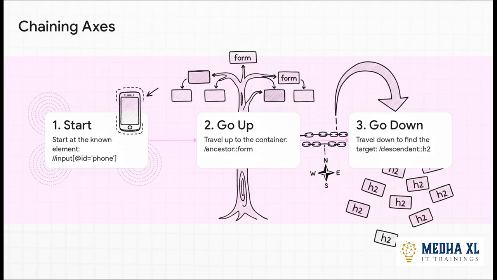Finally, from that form, we travel all the way down to find a descendant that is an H2 heading. And a descendant is the opposite, any child, grandchild, any element contained within our form, no matter how deep it's nested. See how that works? It's an incredibly powerful technique for navigating those really complex DOM structures.